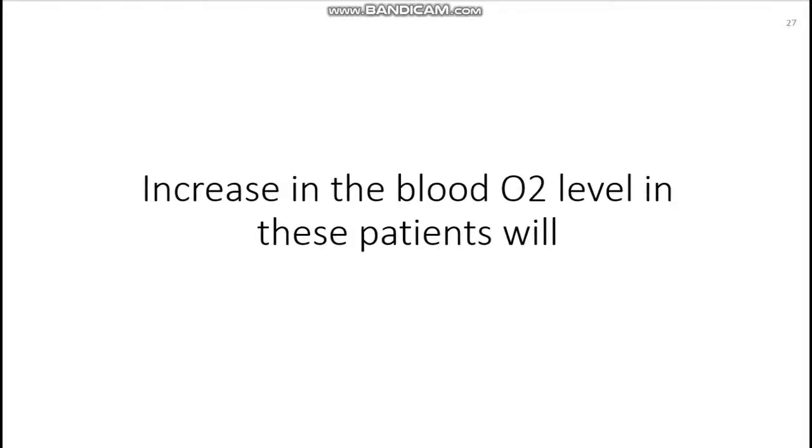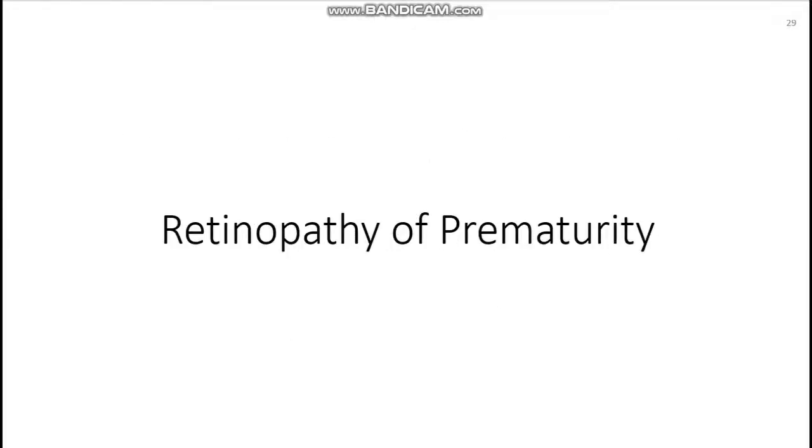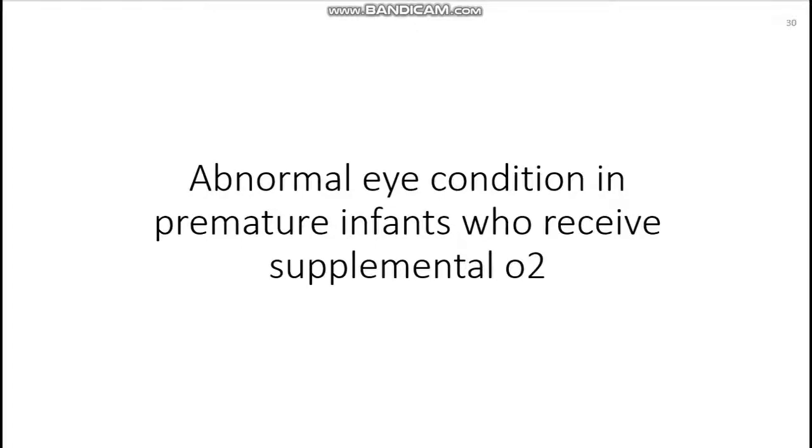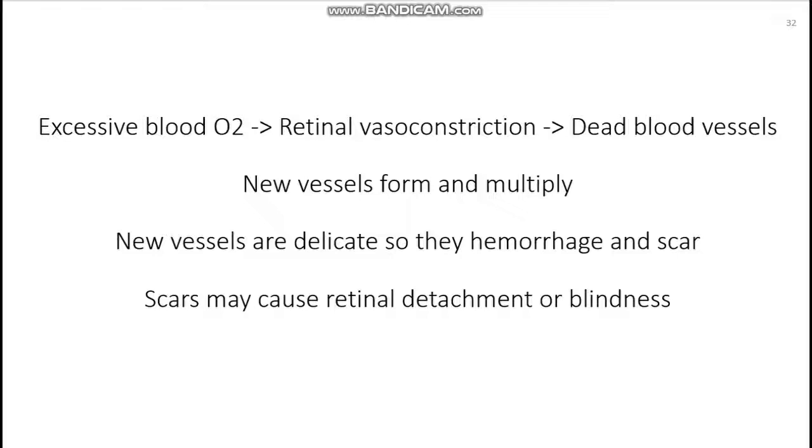Increase in the blood oxygen level in these patients will suppress peripheral chemoreceptors, decrease ventilatory drive, and elevate the partial pressure of carbon dioxide. Retinopathy of prematurity. Abnormal eye condition in premature infants who receive supplemental oxygen. Retinopathy of prematurity. Cause: excessive blood oxygen, which leads to retinal vasoconstriction, which then leads to dead blood vessels.